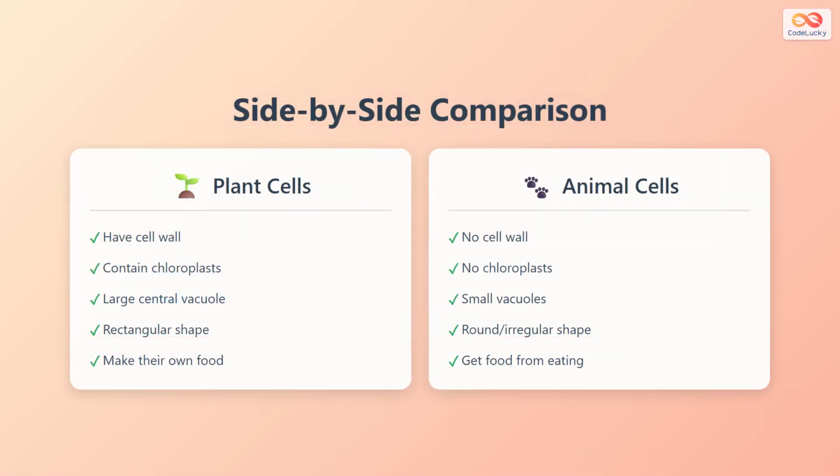Let's compare plant and animal cells side by side. Plant cells have a cell wall, contain chloroplasts, have a large central vacuole, are typically rectangular in shape, and make their own food through photosynthesis. In contrast, animal cells have no cell wall, lack chloroplasts, contain only small vacuoles, have round or irregular shapes, and must obtain food by consuming other organisms. These differences reflect the distinct lifestyles of plants and animals.